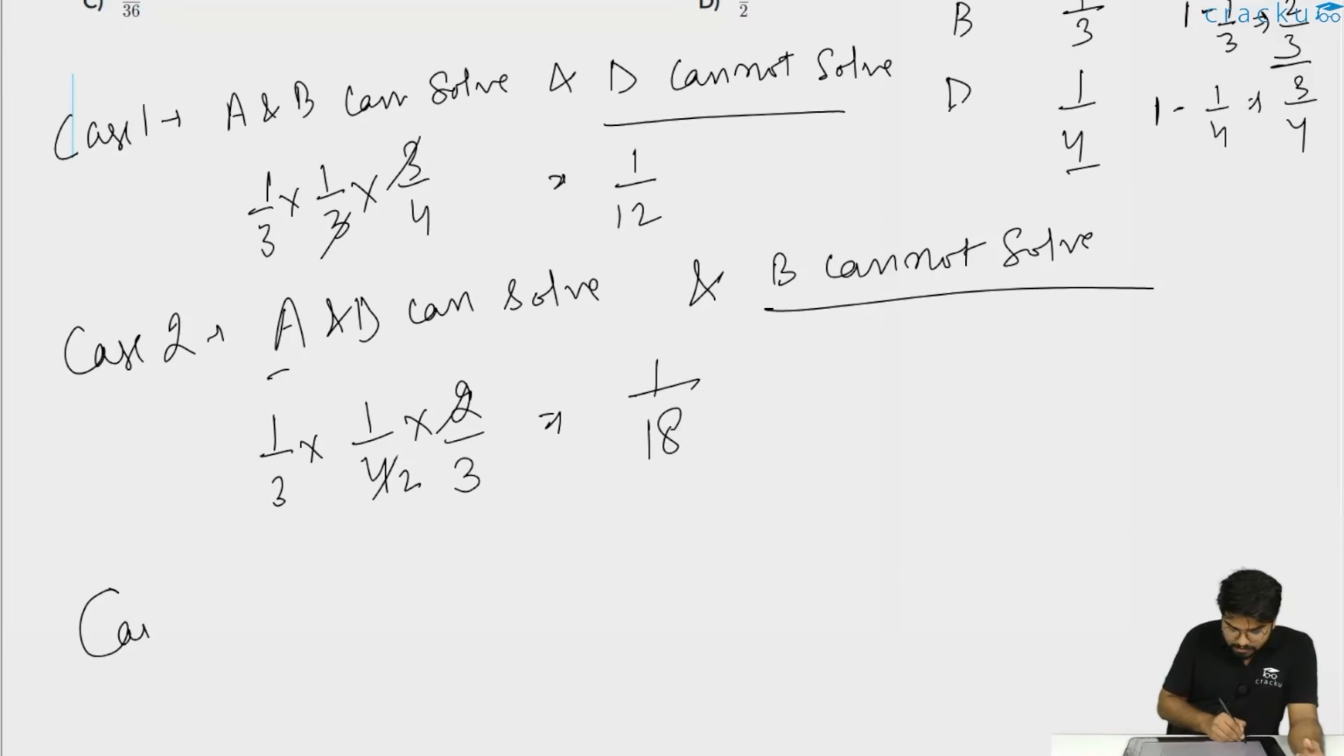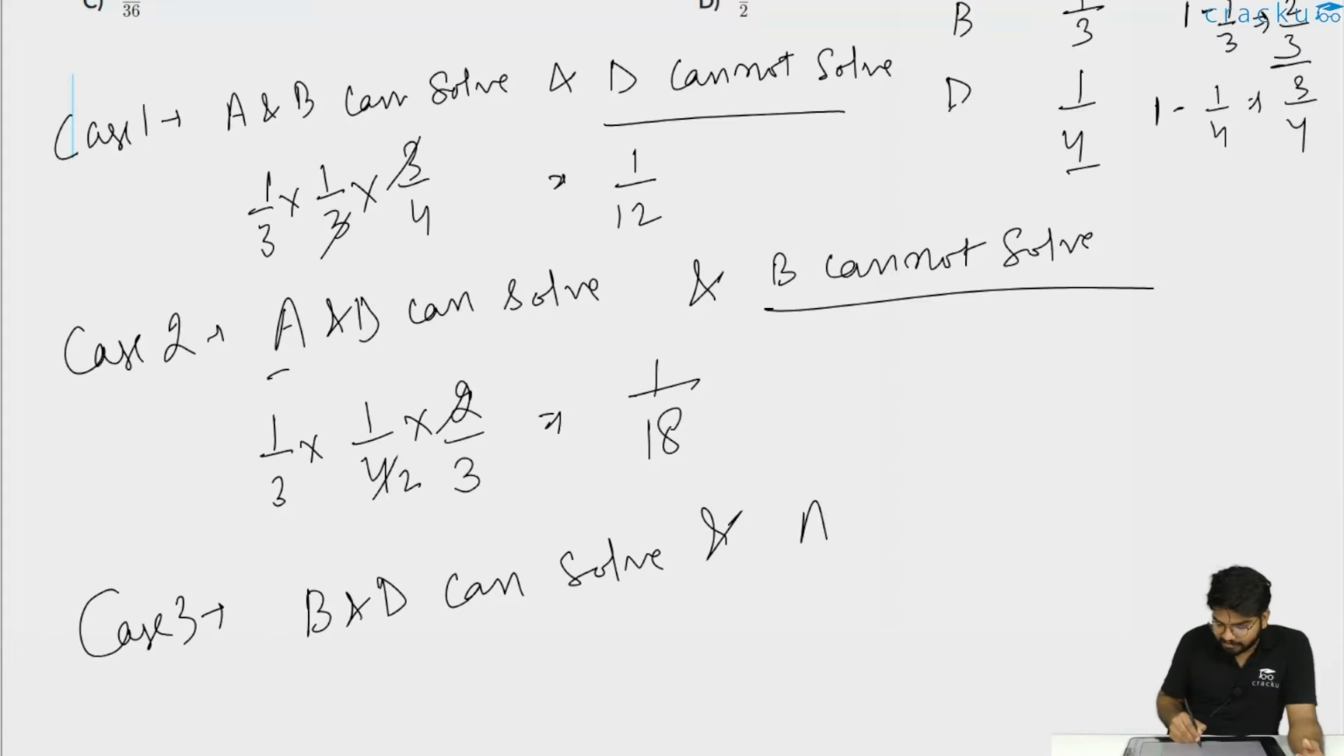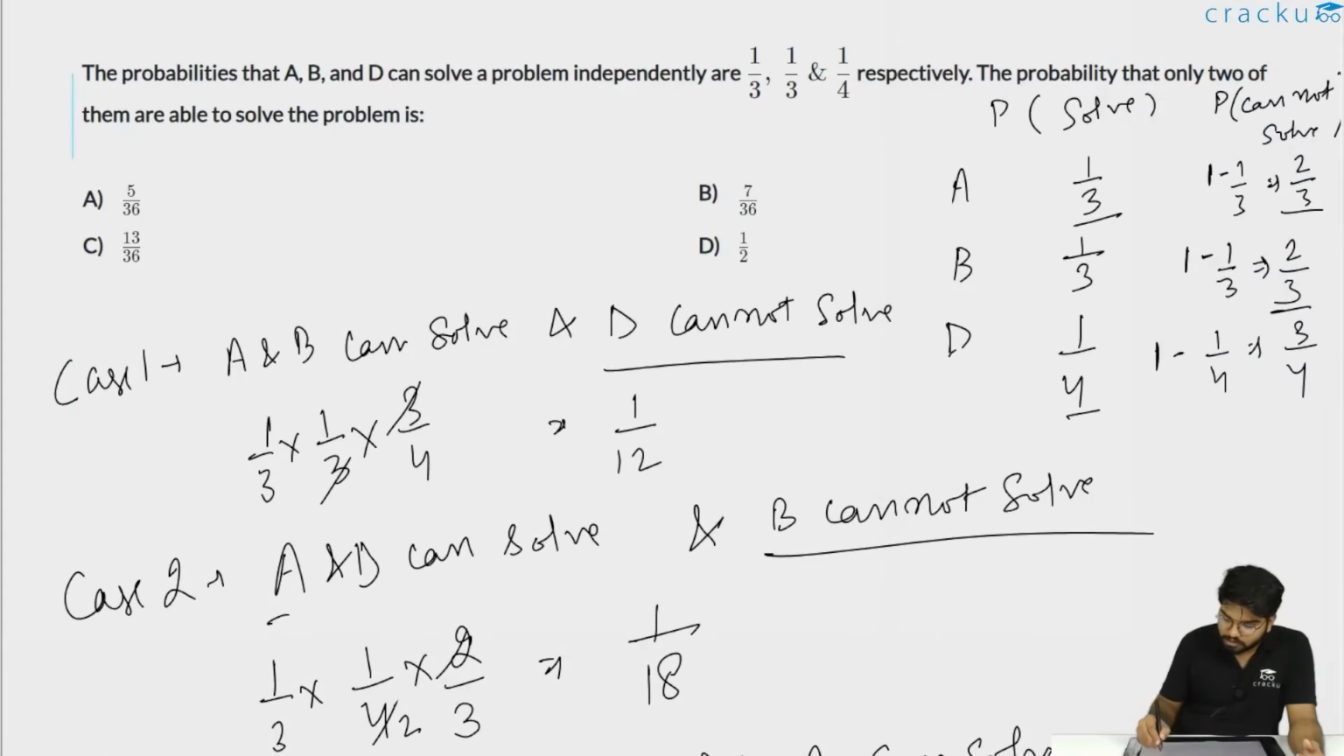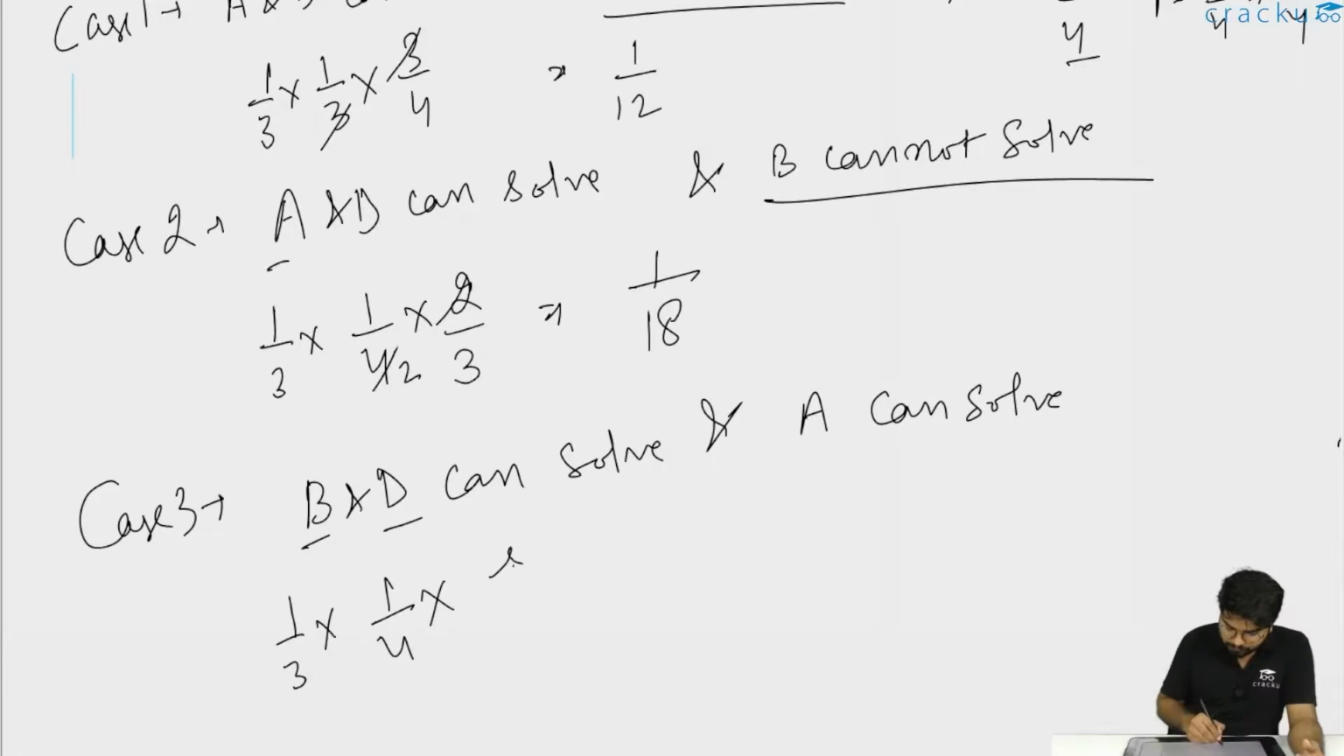We have the third case where B and D can solve and A cannot solve. So the probability that B can solve the sum is 1 by 3. The probability that D can solve the sum is 1 by 4. And the probability that A cannot solve is 2 by 3. This again will be 1 by 18.